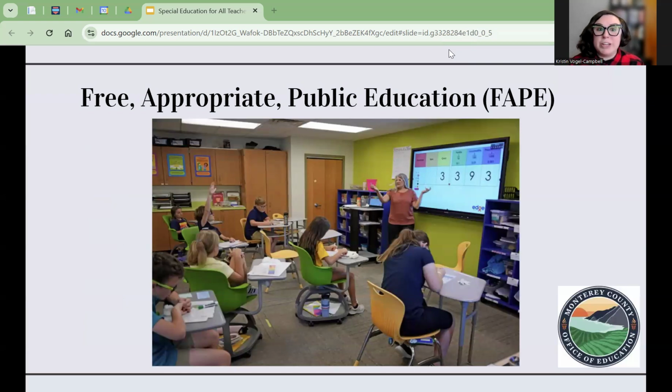So, first, a free, appropriate public education, and the acronym FAPE is used pretty frequently. So, under the IDEA, every child with a disability is entitled to a free, appropriate public education. The IDEA emphasizes special education and related services, which should be designed to meet a child's unique needs and prepare them for further education, employment, and independent living.